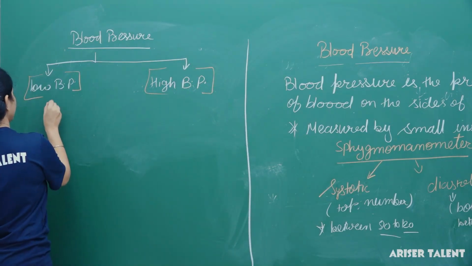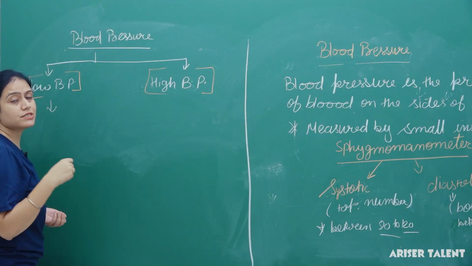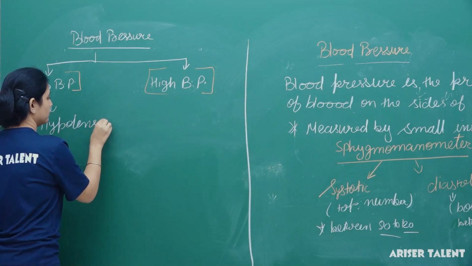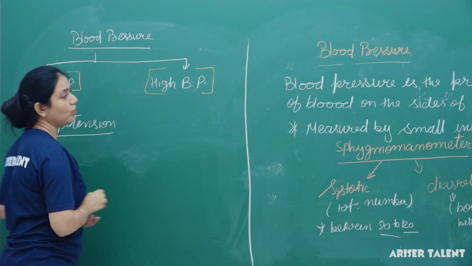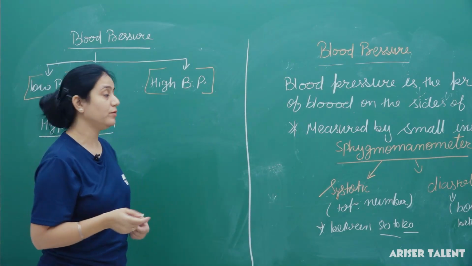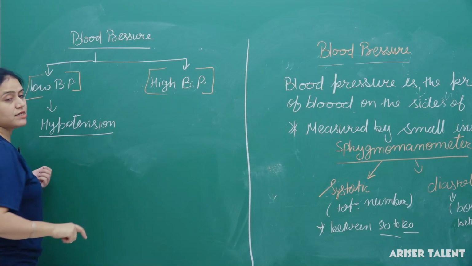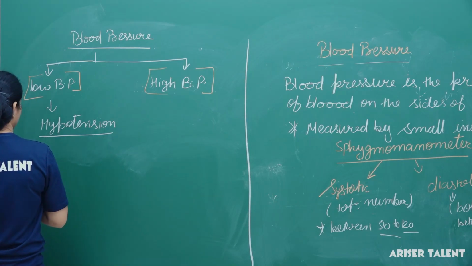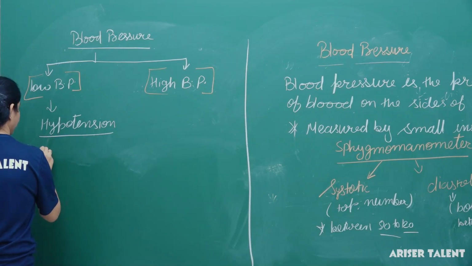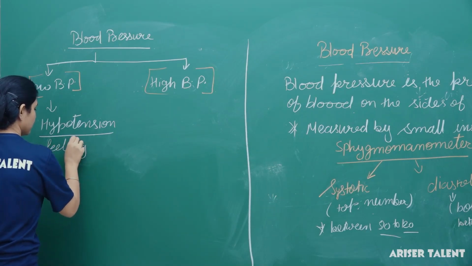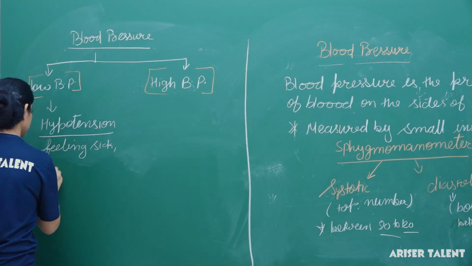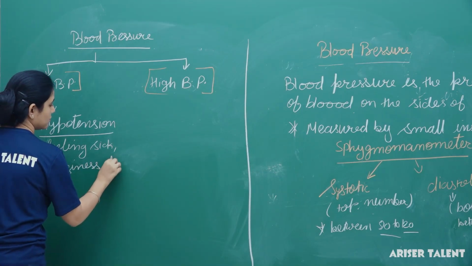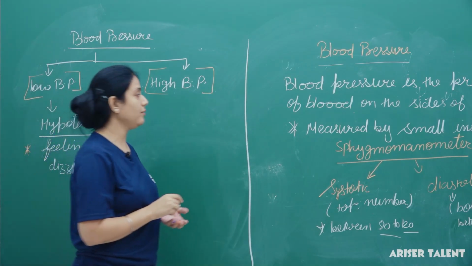Generally low blood pressure is also known as hypotension. This is the scientific term. When the flow of blood becomes low, that is known as low BP, or hypotension. The symptoms of it are dizziness or feeling sick. These are the symptoms of low BP.